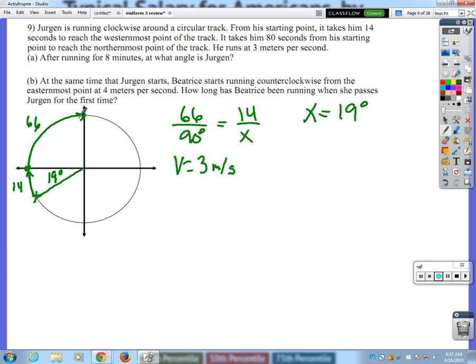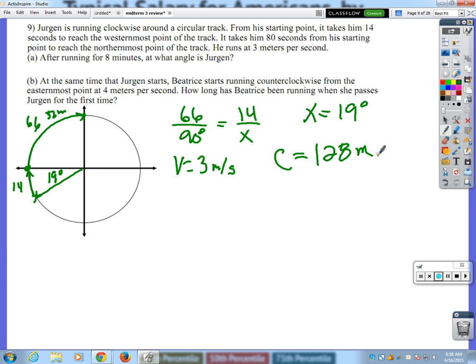If it takes him 66 seconds to travel this distance, and he's going at 3 meters per second, what? You divide. Oh, you lied. Okay, so this distance is 32 meters. Alright? Means the entire circumference is what? 128. Okay, so we got all kinds of information here, alright?